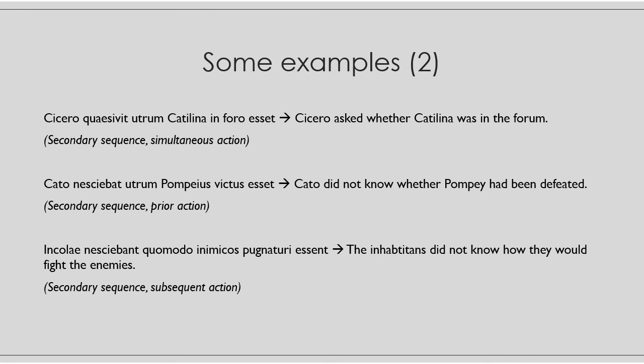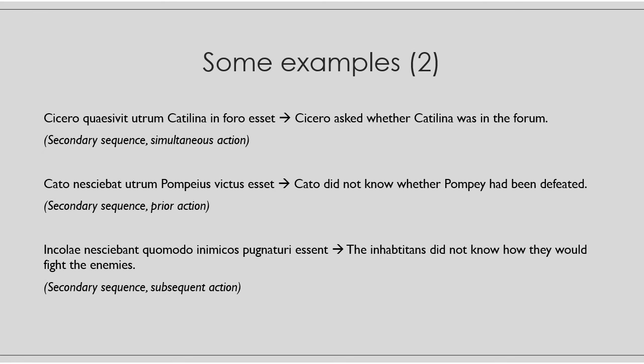Let us see the same thing but with verbs in secondary sequence. So, Cicero quaesivit utrum Catilina in foro esset. So we have quaesivit, which is a perfect, so I would say that this verb is in secondary sequence. And the fact that you have an imperfect subjunctive tells you that the action is simultaneous. So Cicero asked whether Catilina was in the forum, like in that moment.